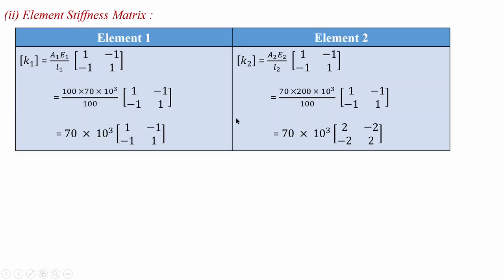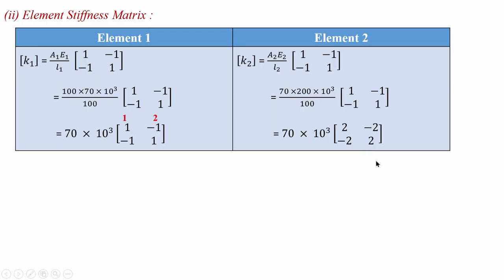Similarly, for element 2, the element stiffness matrix K2 will be equal to A2 E2 by L2 into the matrix of 1 minus 1, minus 1 1. A2, that is area for element 2, is 70. E2, Young modulus for element 2, is 200 into 10 to 3, and length of element 2 is 100. Therefore, we have A2 E2 by L2 as 70 into 200 into 10 to 3 by 100 into the matrix of 1 minus 1, minus 1 1. If we simplify and take 70 into 10 to 3 as common, we have 2 minus 2, minus 2 2 as the matrix.